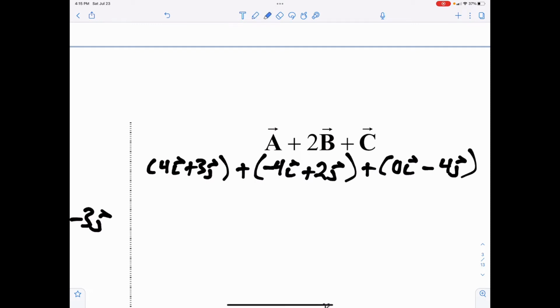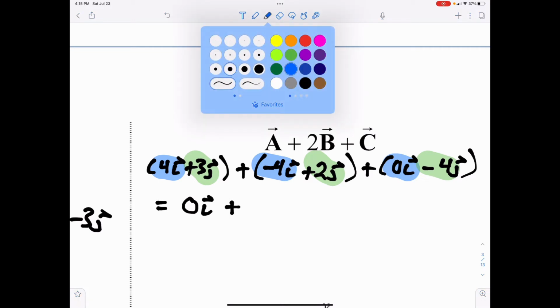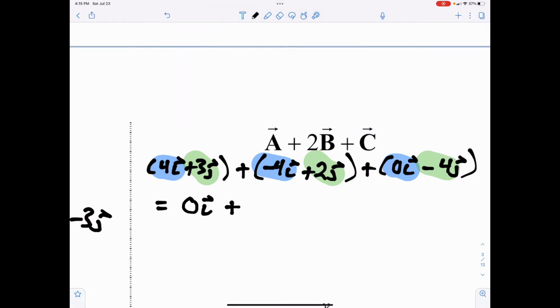Okay, add your x components. Negative 4 plus 4 is 0, plus 0 is 0. So far I have 0i plus, now add your y components. 3 plus 2 is 5, minus 4 is 1. In other words, we get 1j, or 1 unit, in the y direction, or we'll just call it j. There's no reason to write the 1 in there.